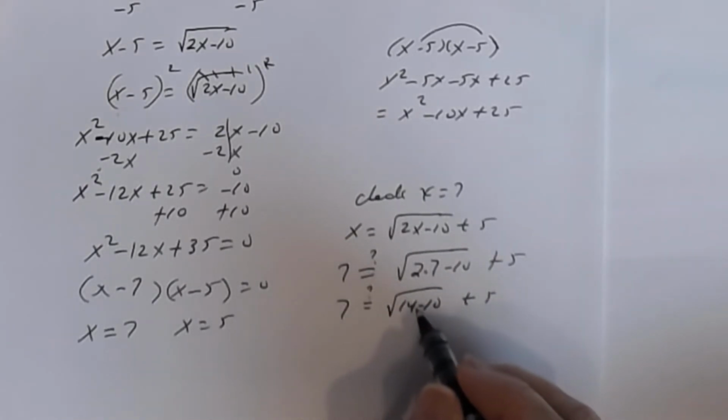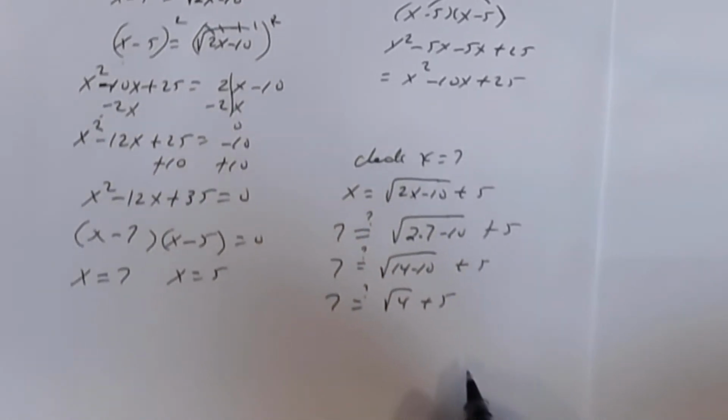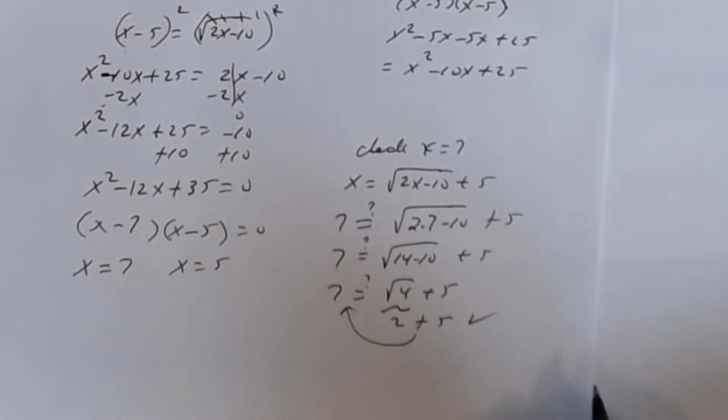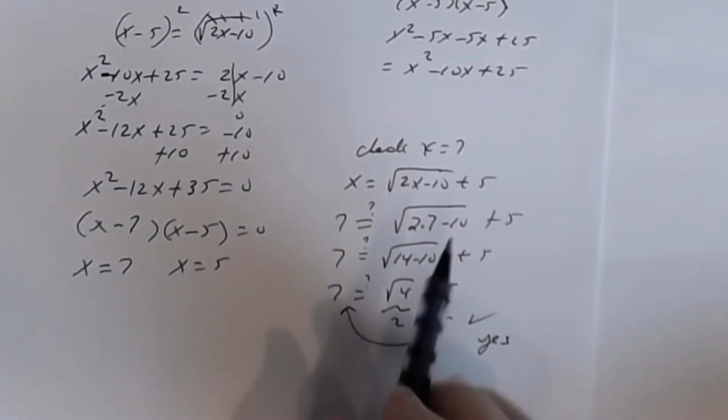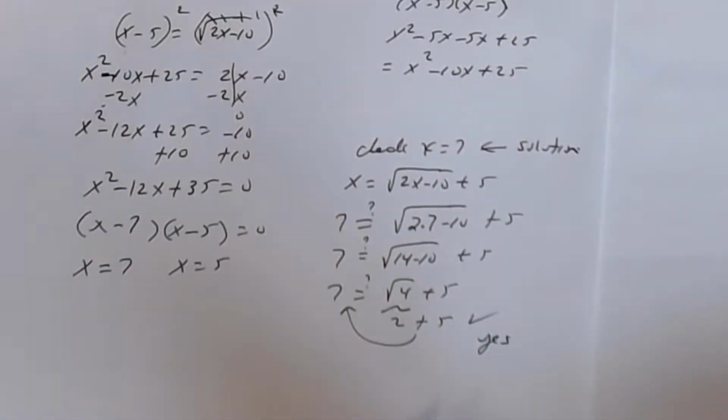Well, 14 minus 10 is 4. So I get the square root of 4 plus 5. Now the square root of 4 is 2. So is 2 plus 5 equal to 7? The answer is yes. Okay, so x equals 7 is a solution. So that's going to be a solution.